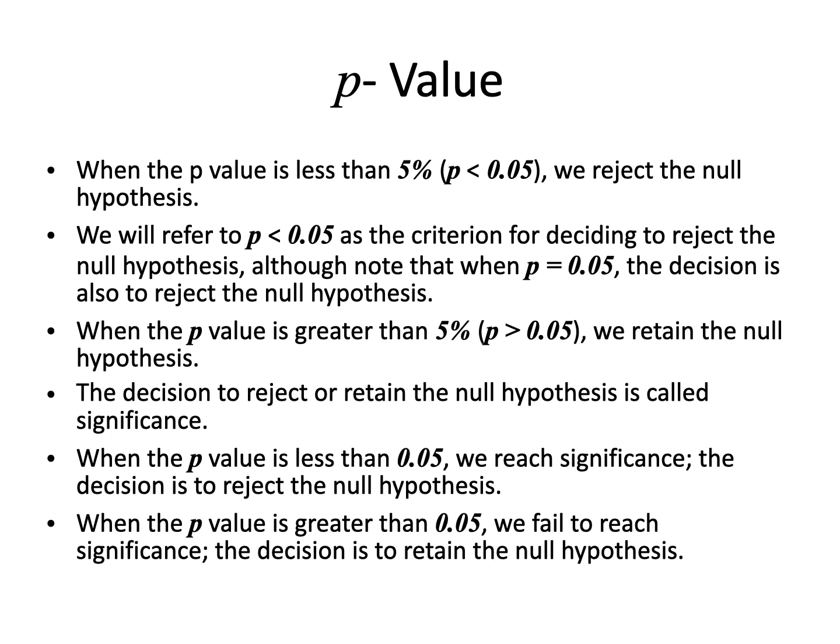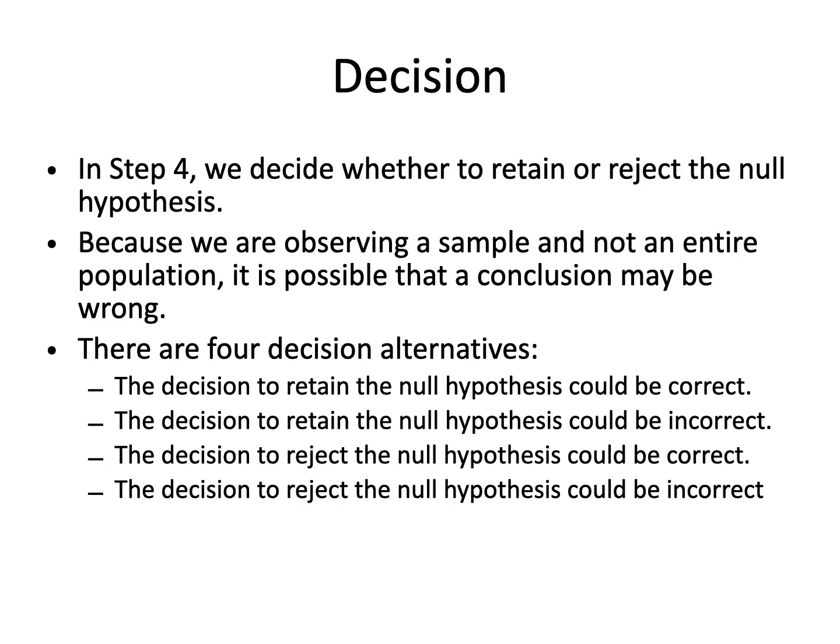The decision to reject or retain the null hypothesis is called the significance, and when the p-value is less than 0.05, we reach the significance. The decision is to reject the null hypothesis. And when the p-value is greater than 0.05, we fail to reach the significance, and the decision is to retain the null hypothesis. In step 4, we decide whether to retain or reject the null hypothesis.